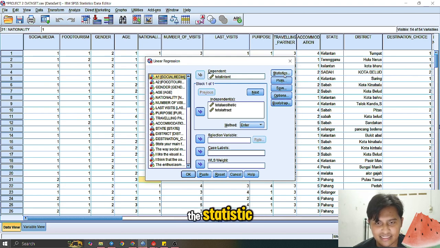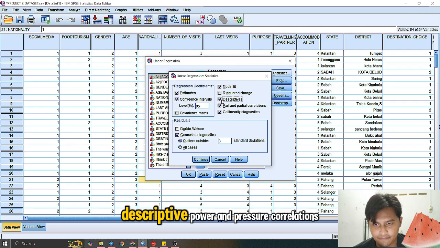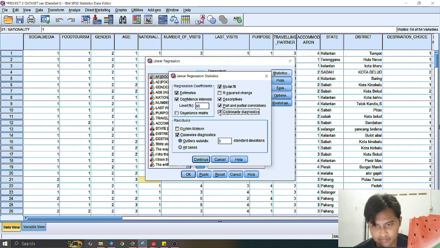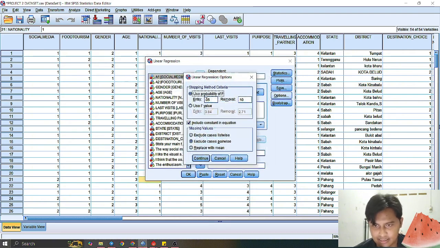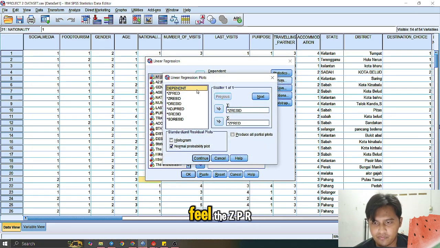And then we go to Statistics, and here you need to take the estimates, confidence intervals, model fit, descriptives, part and partial correlations, and collinearity diagnostics. For the residuals, choose case-wise diagnostics, outliers outside 3 standard deviations. Continue, and then we go to Options. You need to include the constant in equation, and for missing values, take exclude cases pairwise.